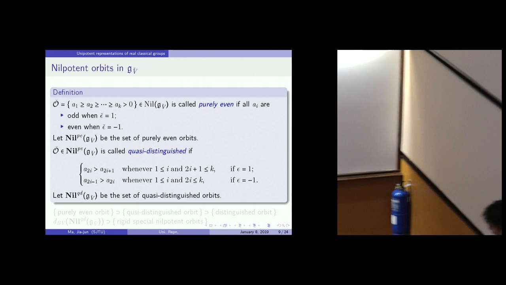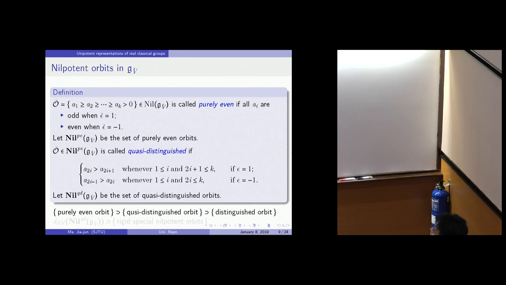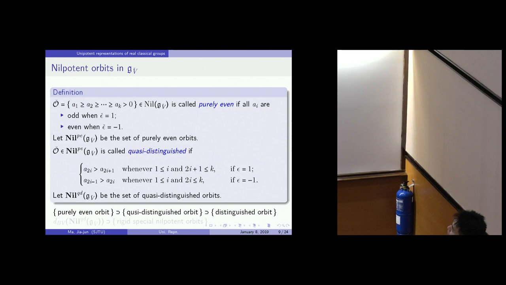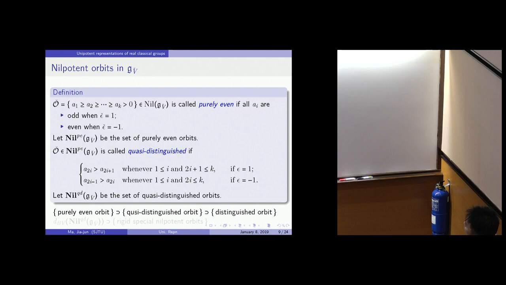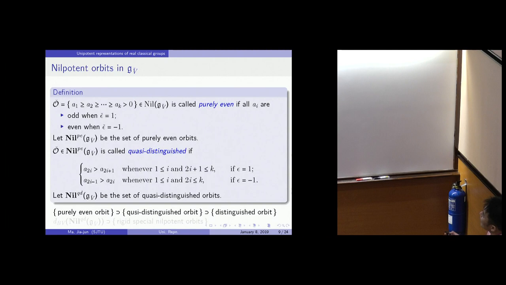Anyway, I want to say that there are inclusions of these sets of orbits. First, purely even orbits will, of course, by definition contain the quasi-distinguished orbits. And then it actually contains all distinguished orbits. Distinguished orbit means the orbit cannot sit in any proper Levi of the group G.